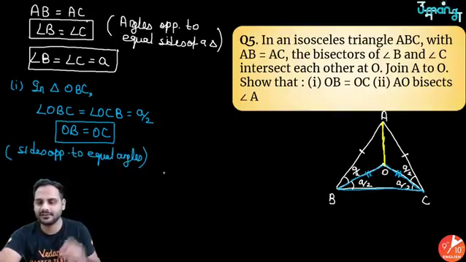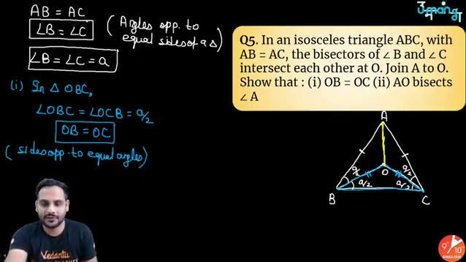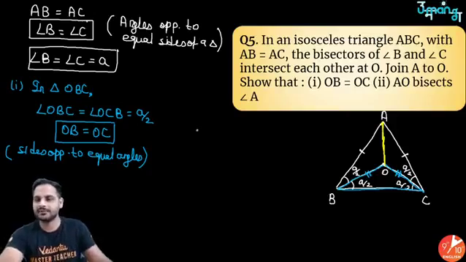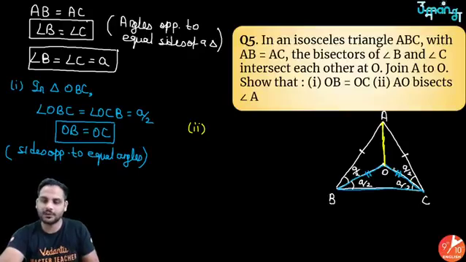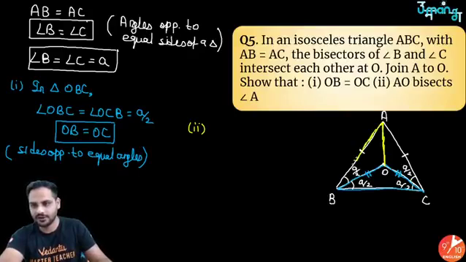The first part is done. Second part: AO bisects angle A. For the second part, let us look at AO bisects angle A. I need to prove that angle BAO and angle CAO are equal to each other. For that, I need to talk about these two triangles, triangle OAB and triangle OAC.